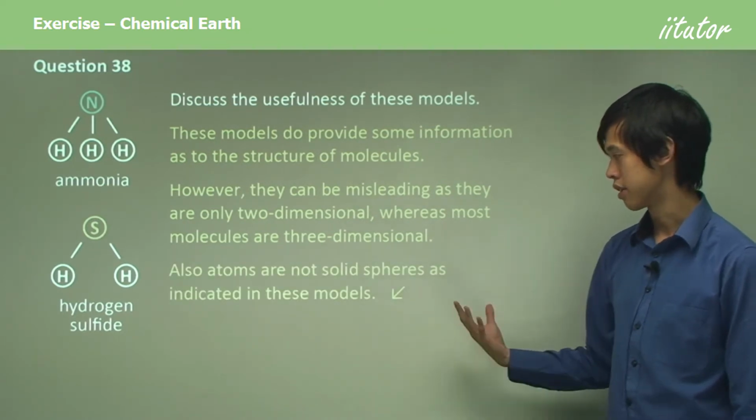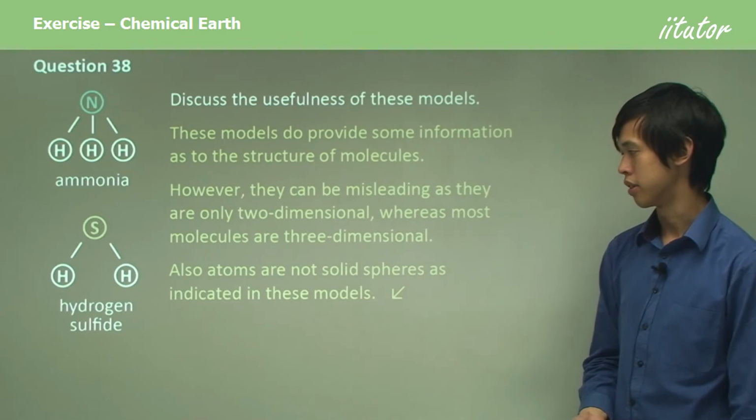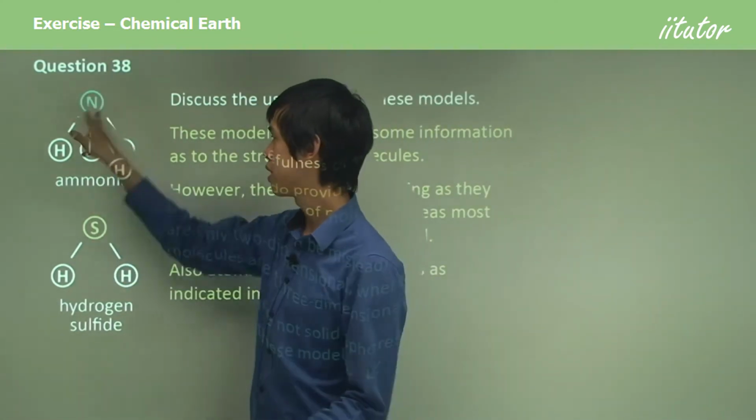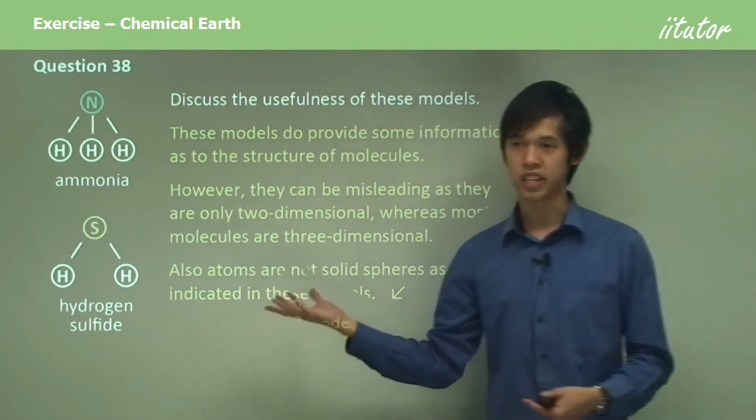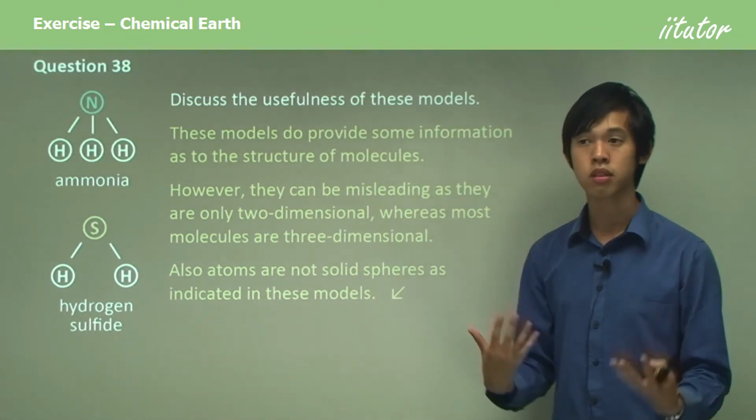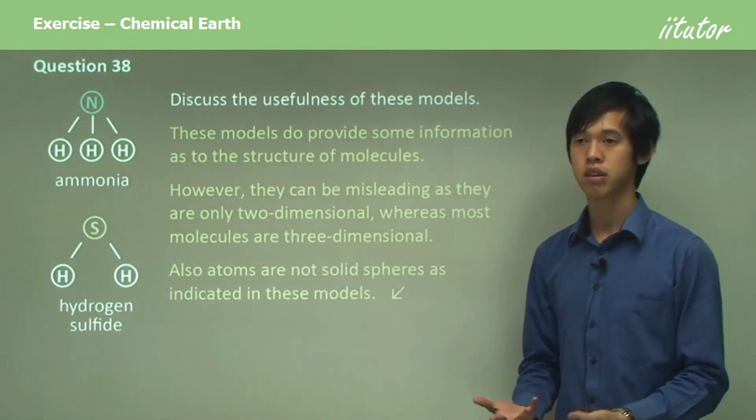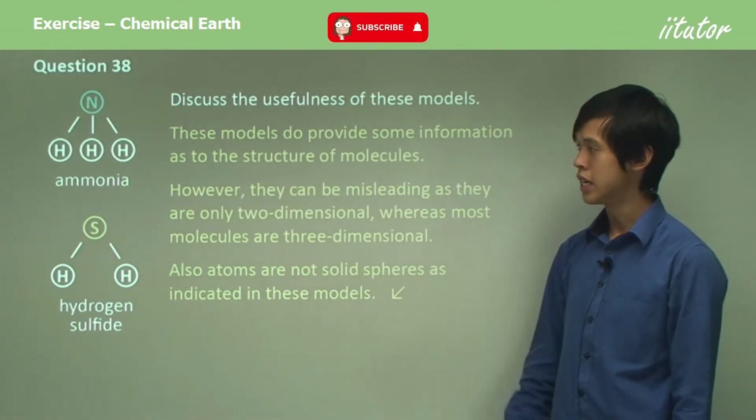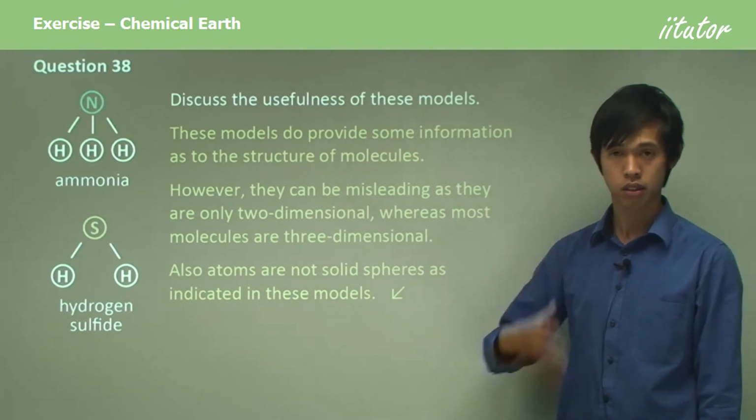Also, atoms are not solid spheres as indicated in these models. So atoms aren't these nice circles that are perfectly shaped. They often don't look like that at all. But it's just a model to help us understand the chemistry rather than to be super physically accurate. Okay? So they are very useful because they do help us understand what's going on.